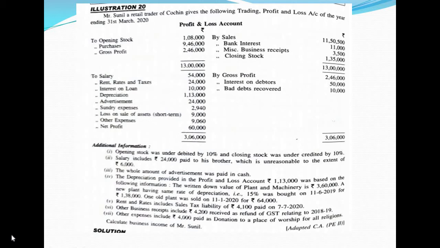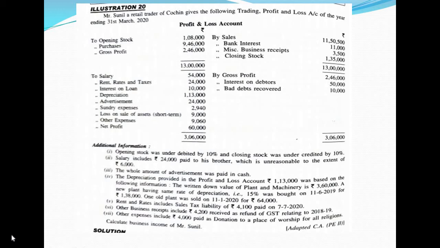Then point number five says that rent and rates include sales tax liability of rupees 4,100 paid on 7/7/2020. So it is a tax liability and has been paid during the current previous year. It is a business expense, so it will be an allowable expense. Then point number six says that other business receipts include rupees 4,200 received as refund of GST relating to 2018-19. The refund of GST relates to the previous year 2018-19 and has been received in the current previous year 2019-20. So it will be treated as business income of the current previous year.